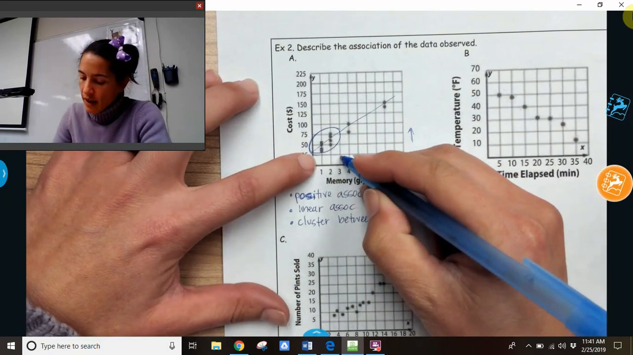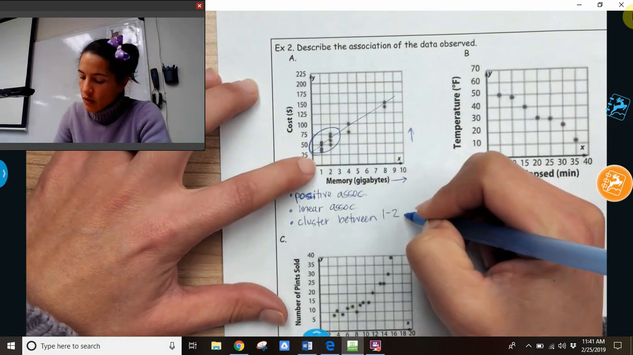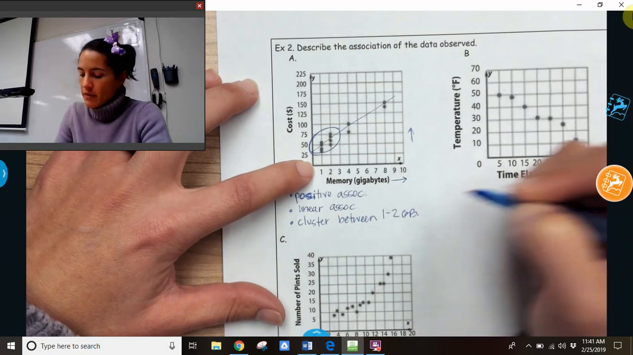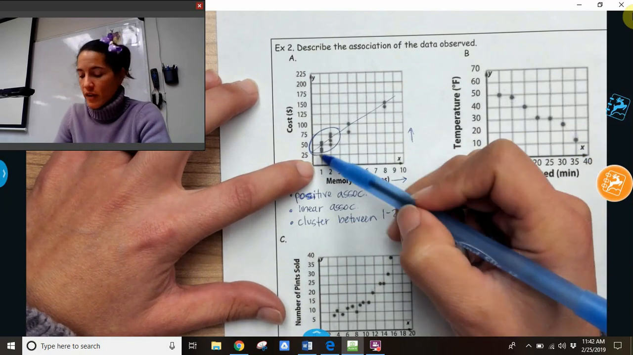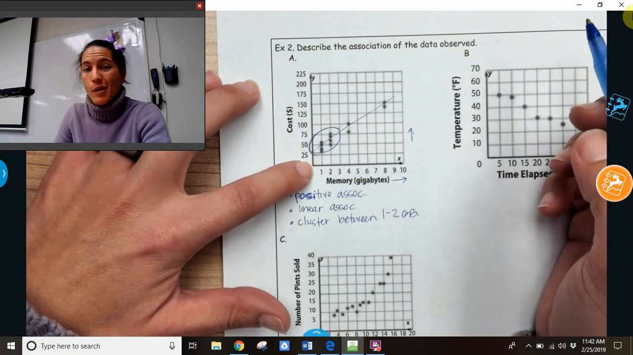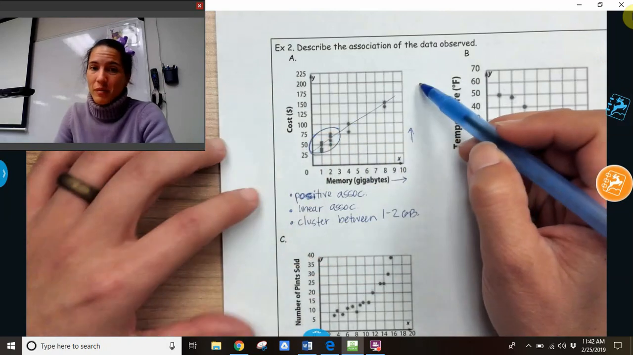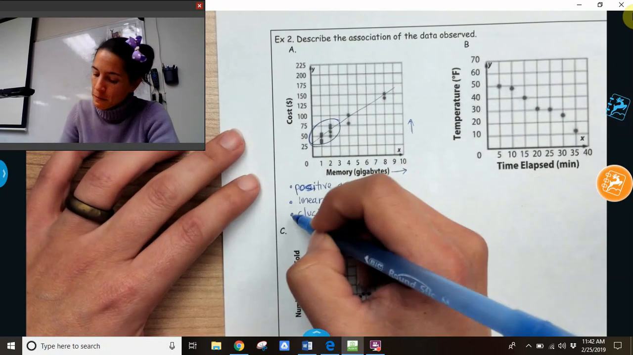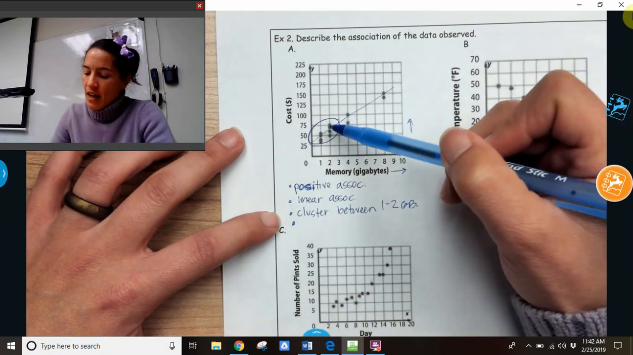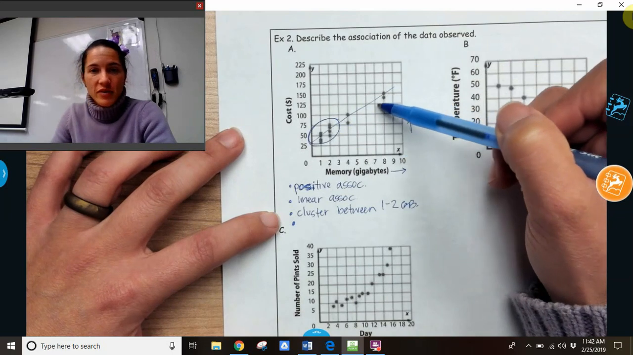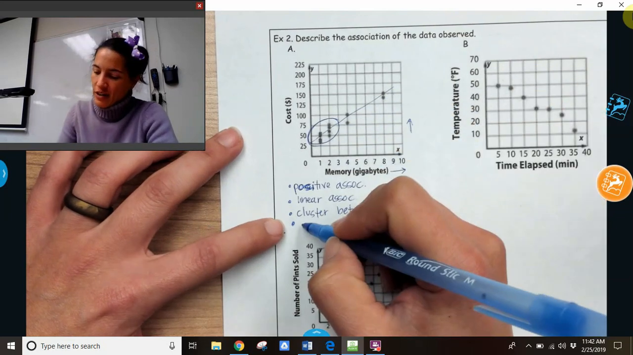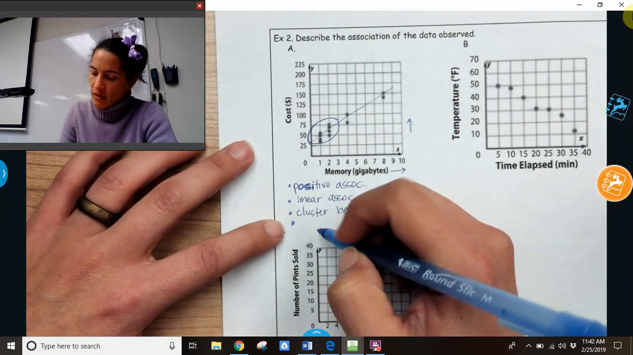between 1 and 2 gigabytes of memory, probably because that's where most people stay, 1 to 2 gigabytes. Very few of us probably need 8 gigabytes. And then we have 2 up here, but because we have 2, we don't really have any outliers in here.